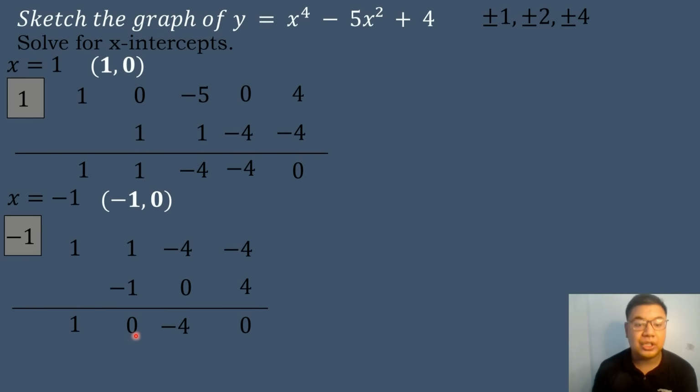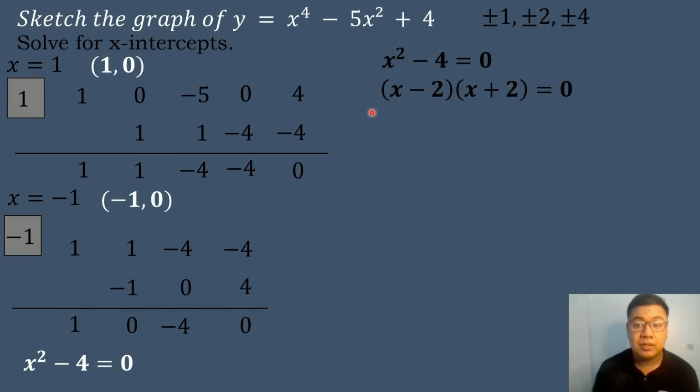So let's now continue. We will get the depressed form of the quotient of the polynomial function. So the equation will be x squared minus 4 equals 0. And then after that, we will factor x squared minus 4 equals 0. This is the difference of two squares. So we have x minus 2 times the quantity of x plus 2 equals 0.